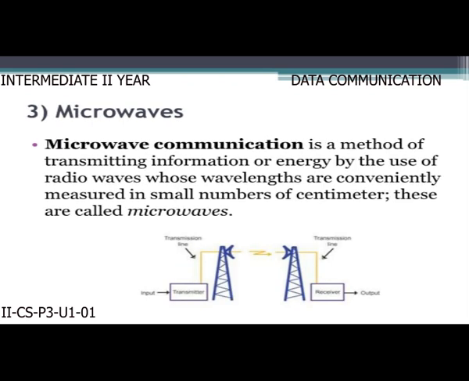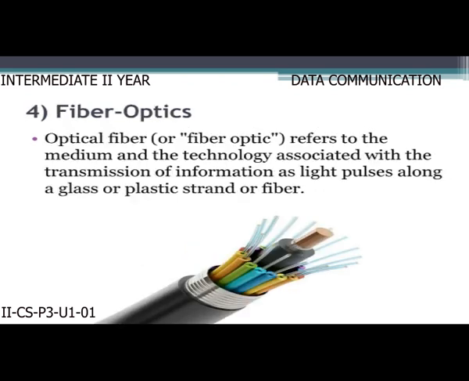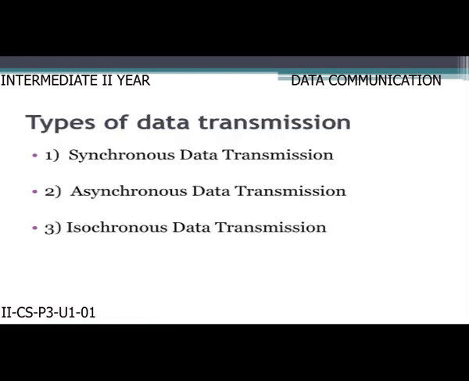Third is microwaves. Microwave communication is a method of transmitting information or energy by the use of radio waves whose wavelengths are conveniently measured in small numbers of centimeters. These are called microwaves. Fourth is fiber optics. Optical fiber or fiber optic refers to the medium and the technology associated with the transmission of information as light pulses along a glass or plastic strand or fiber.